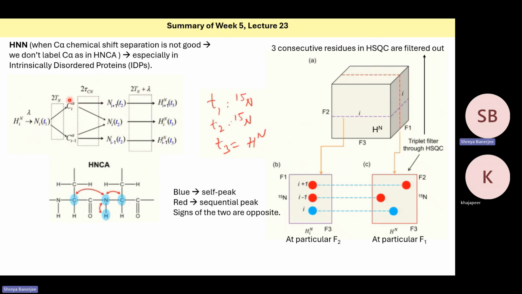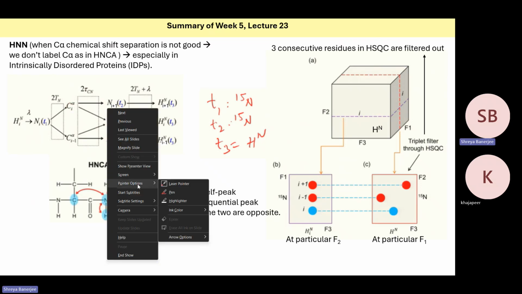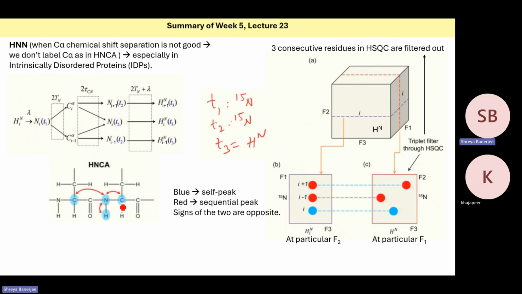From the C alpha, it goes to the amide nitrogen, so C alpha I will go to Ni and Ni plus 1. Let me show this here. So this is C alpha I, and this will continue as NH. This is I. This is I plus 1. And this NH is I minus 1.